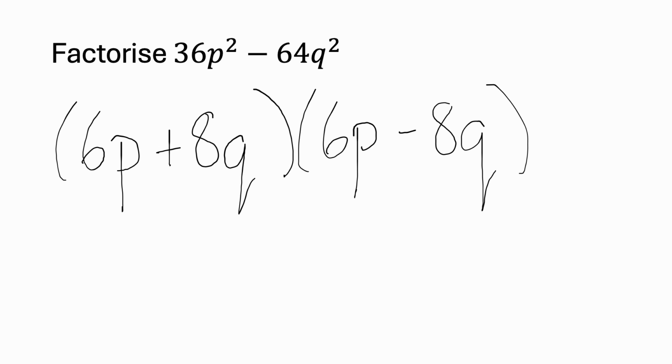Doesn't matter which way you put it, you can put 6p minus 8q here, and then 6p plus 8q in the second bracket. Doesn't really matter what order you put it, you'll still get it correct.